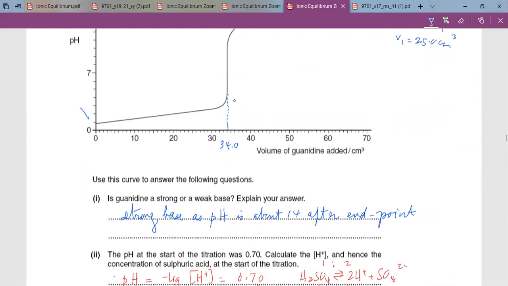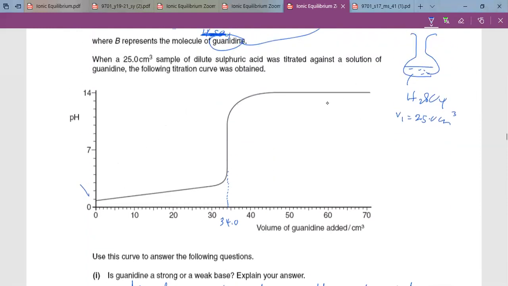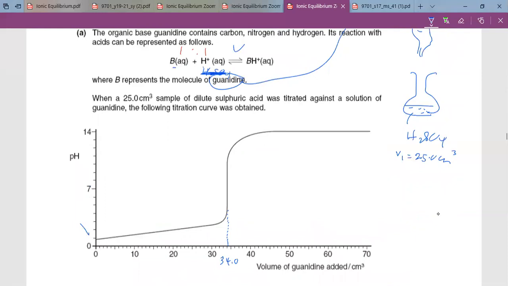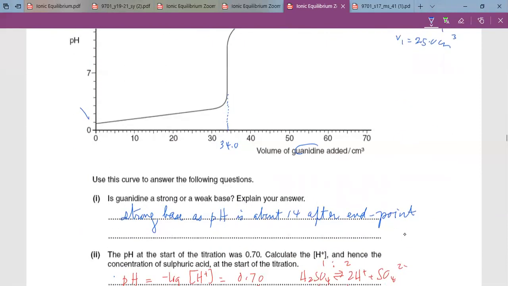They give you all this, and they draw for you the graph, the titration curve. Is guanidine a strong or weak base? Of course, it's a strong base because it goes to 14 at the end point. It means excess guanidine added, it goes to about 14 here. So pH is 14. Strong base because pH is about 14 after the end point.